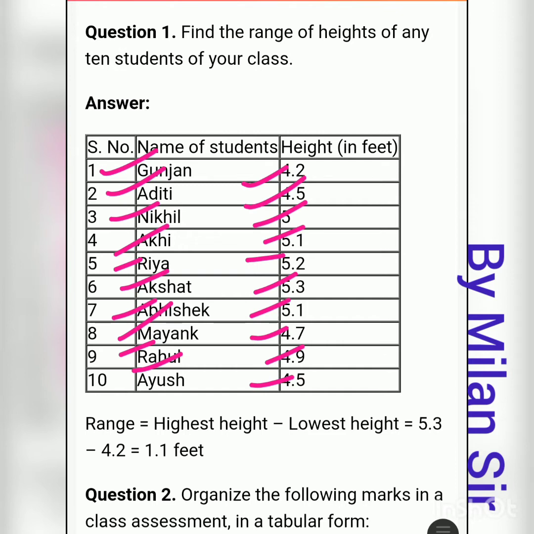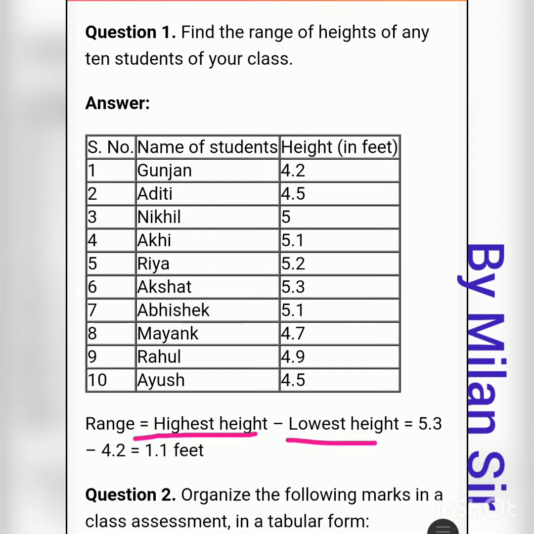We need to find the range. Now, what is the formula of range? The formula of range is highest observation minus lowest observation, otherwise highest value minus lowest value. So here, from the table, the highest value is 5.3 and the lowest value is 4.2.